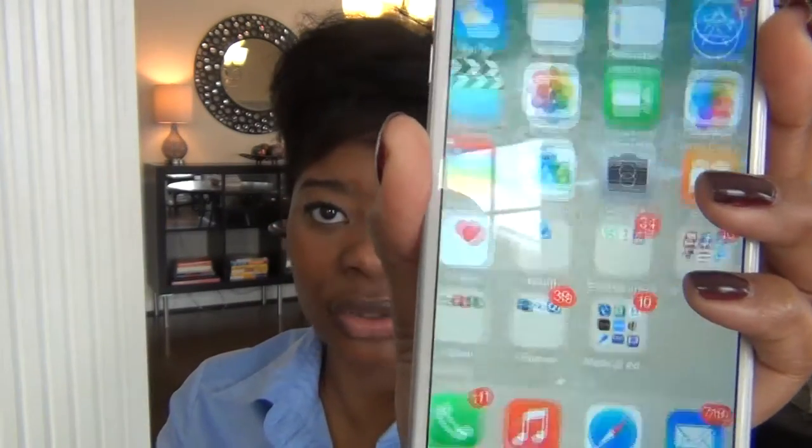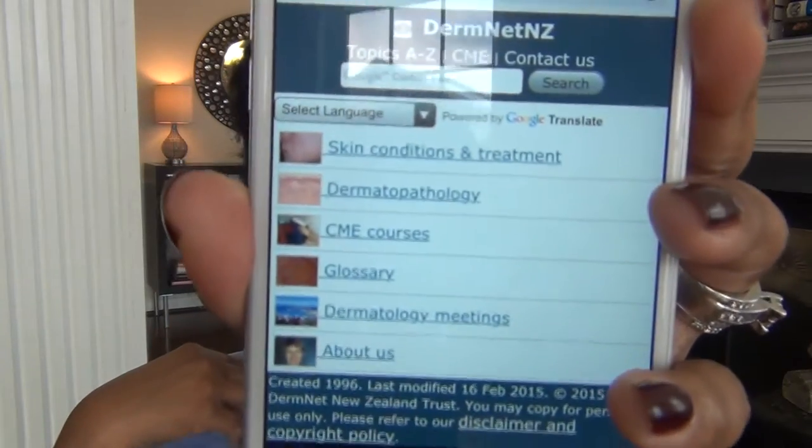I also have DermNet. As I was telling you guys before, I use my Derm book more than I use DermNet. I will go to DermNet if I want more pictures. So if I want more pictures, yes. But in real life, I use my Derm book more.